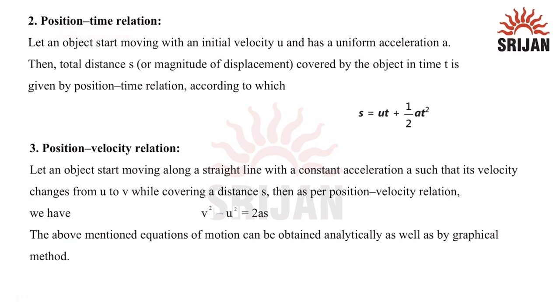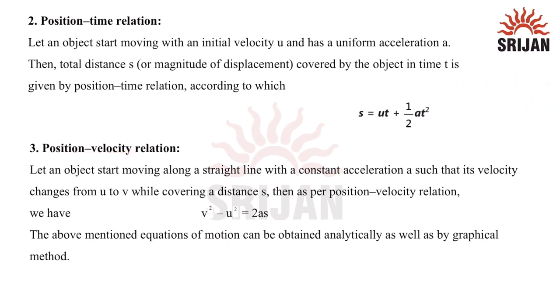Now, second would be the position time relation. So let an object start moving with initial velocity u, has a uniform acceleration a, total distance traveled would be s, or the magnitude of displacement covered by the object in time t. So the relation we have would be s equals ut plus half at square.